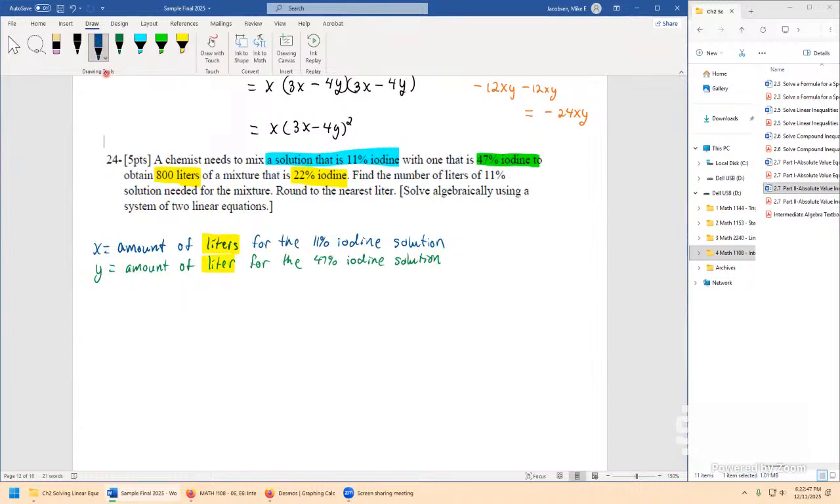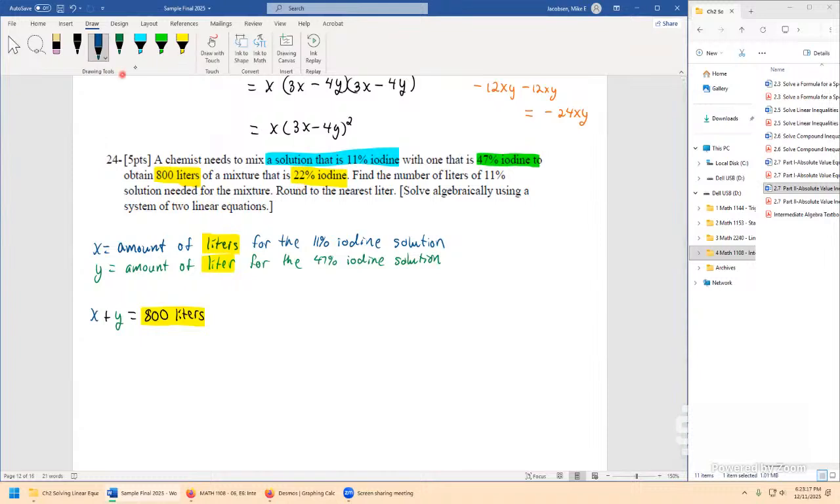So if we just take X plus Y, we automatically get the total amount of liters equation, 800 liters. We need two equations next, but this is where we start using the concentration of iodine in both of the mixtures. We're trying to get 800 liters at 22% iodine.